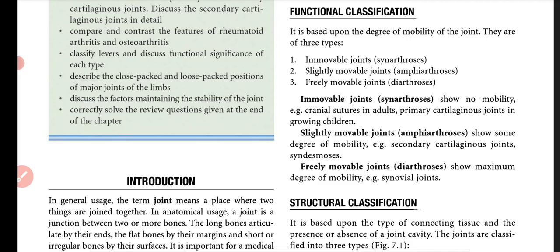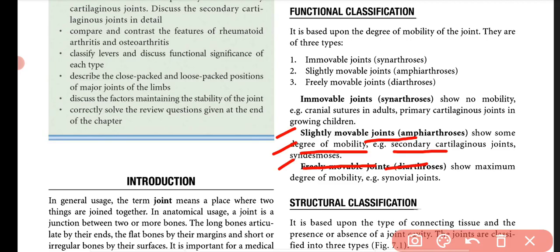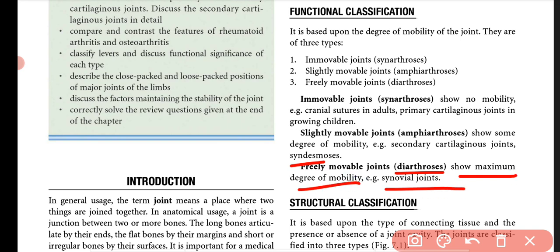Number two is the slightly movable joints, known as amphiarthrosis, which show some degree of mobility. An example is the secondary cartilaginous joints or syndesmosis. Okay. And number three, freely movable joints, that is diarthrosis, which show maximum degree of movement, such as synovial joints. So this is the functional classification.